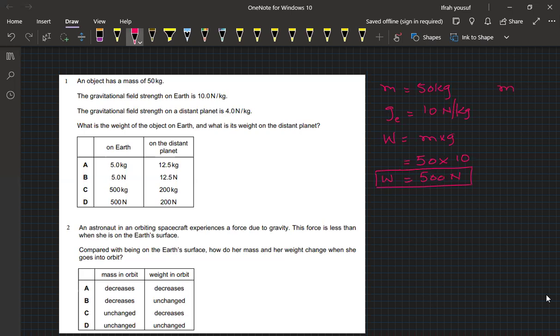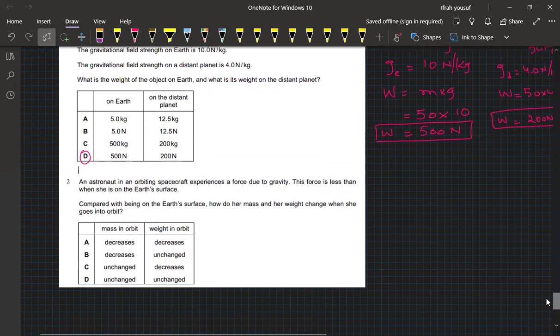Now, as we know that mass remains constant everywhere, so it's going to be the same on a distant planet. So that will also be 50 kg, and on the distant planet the strength of gravity is given here, 4 Newton per kilogram, and the similar formula is going to be used. So then what you have to do is 50 multiplied by 4, so it's 400. Oh, sorry, it's 200, right? 200. Clear? Simple calculations are involved, right? So now on Earth it's 500 Newton, and on distant planet it's 200 Newton. So it's D, right?